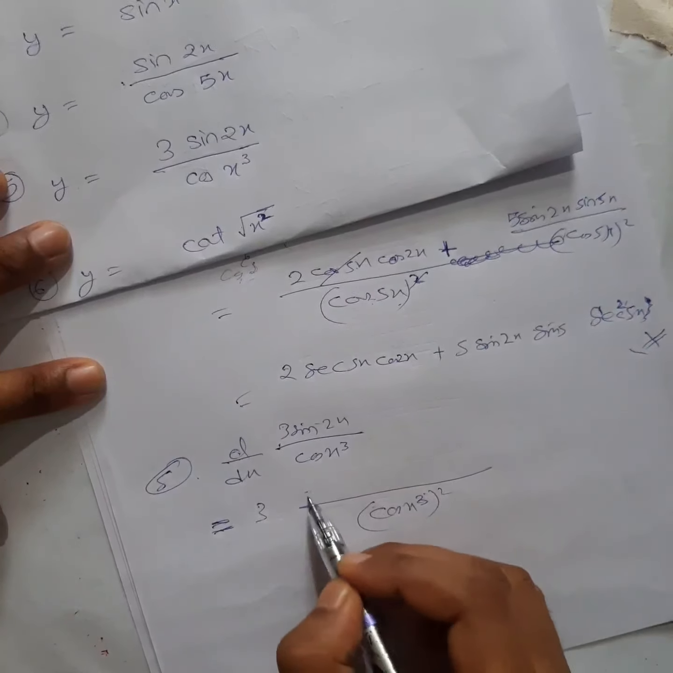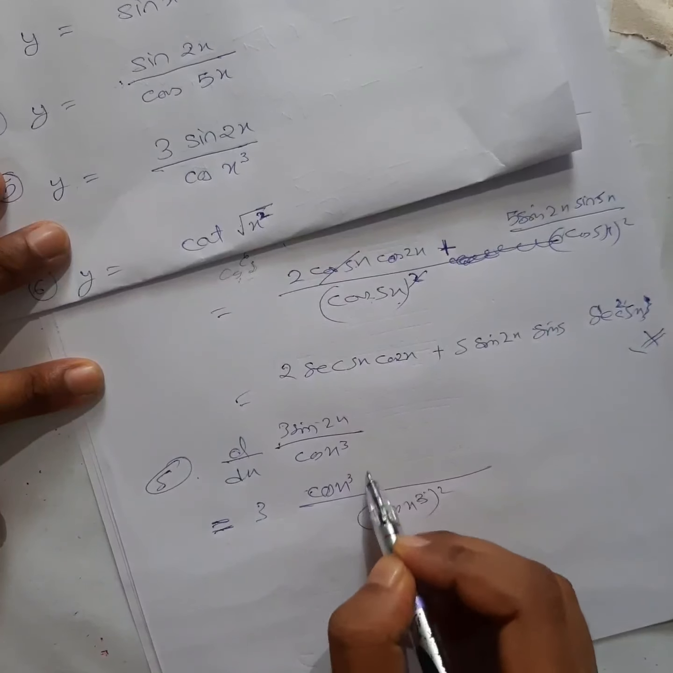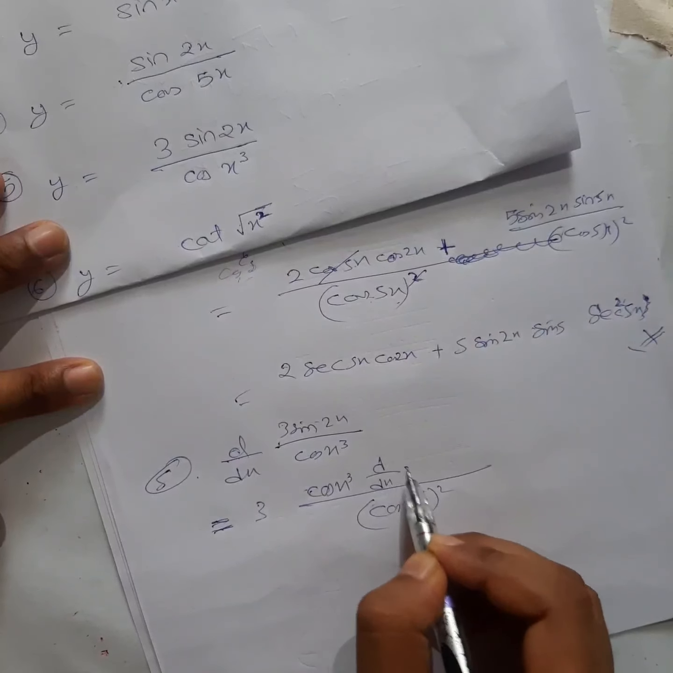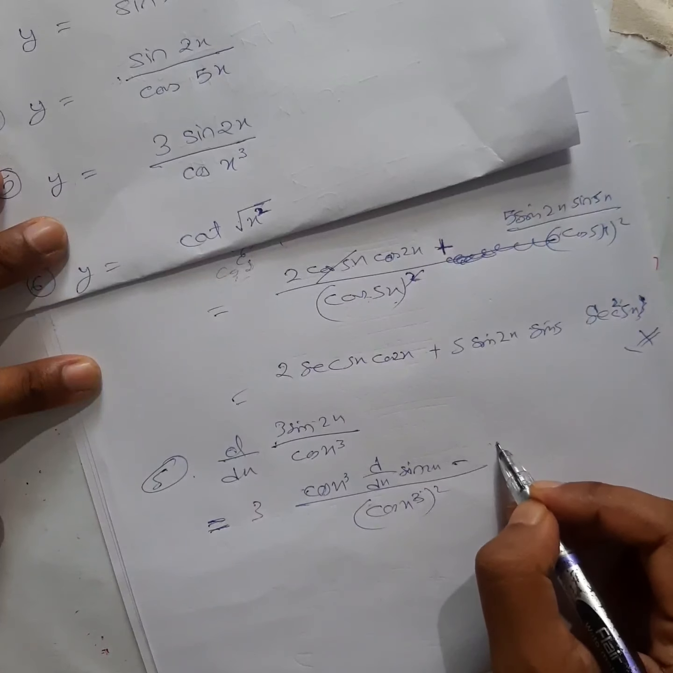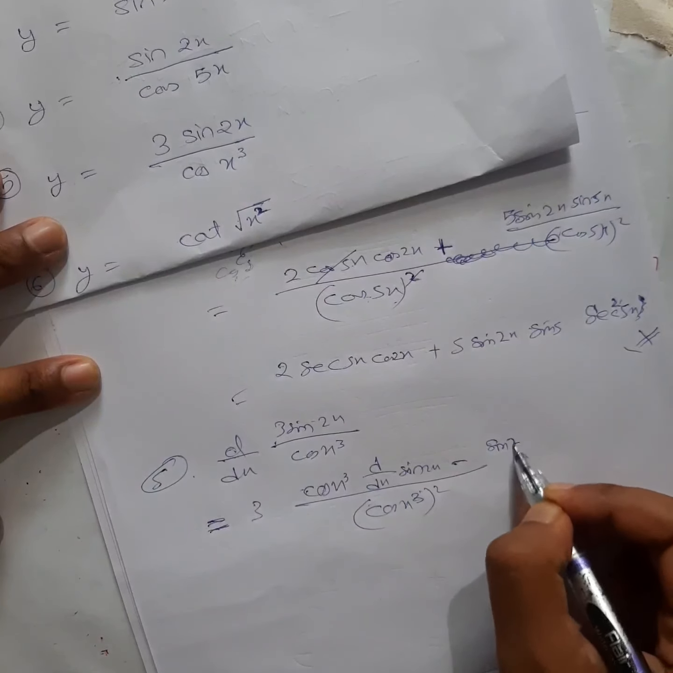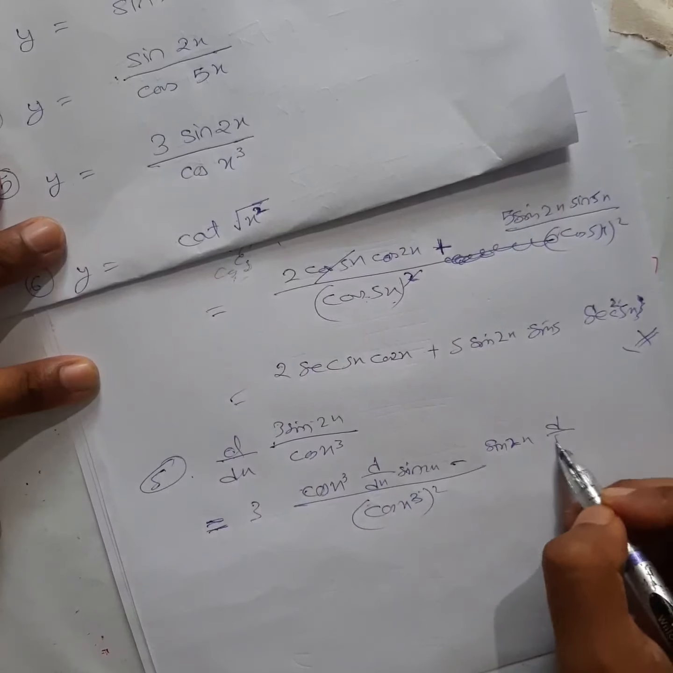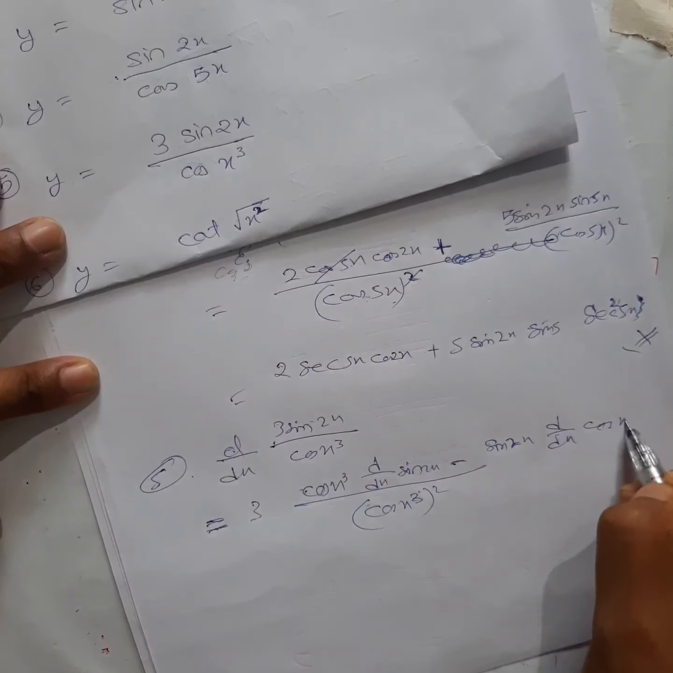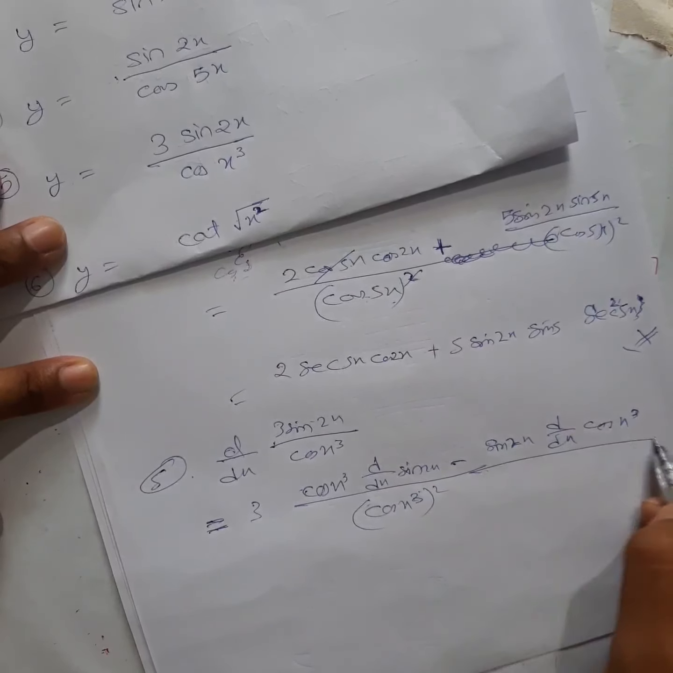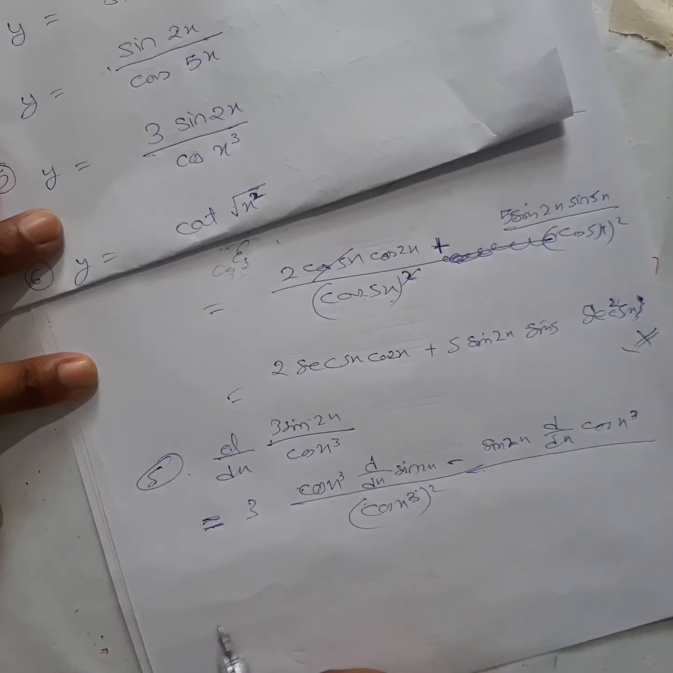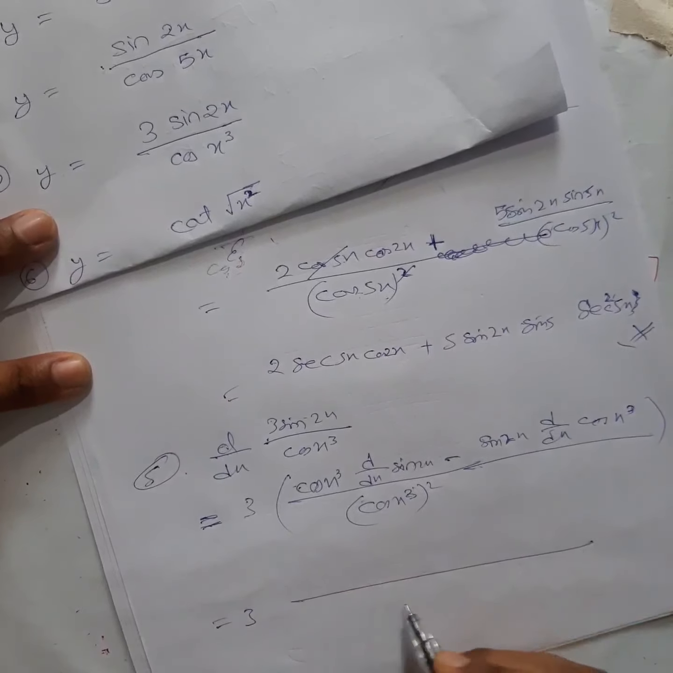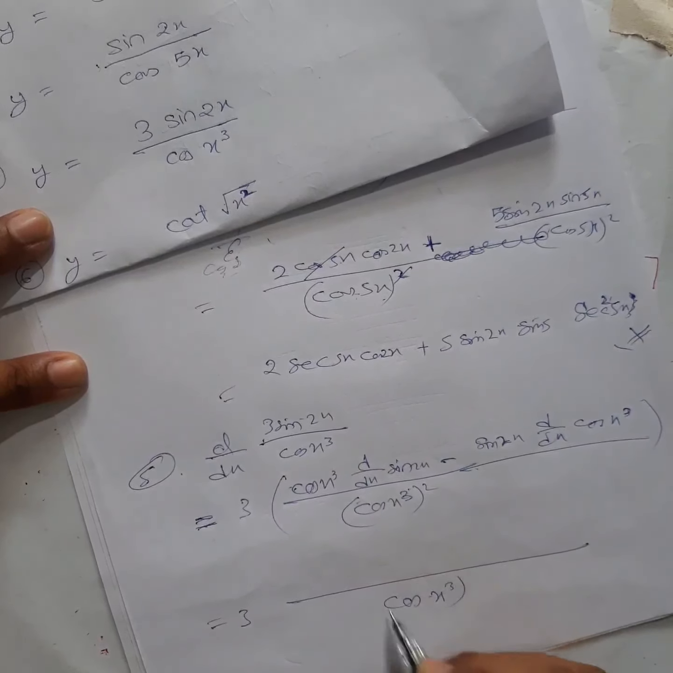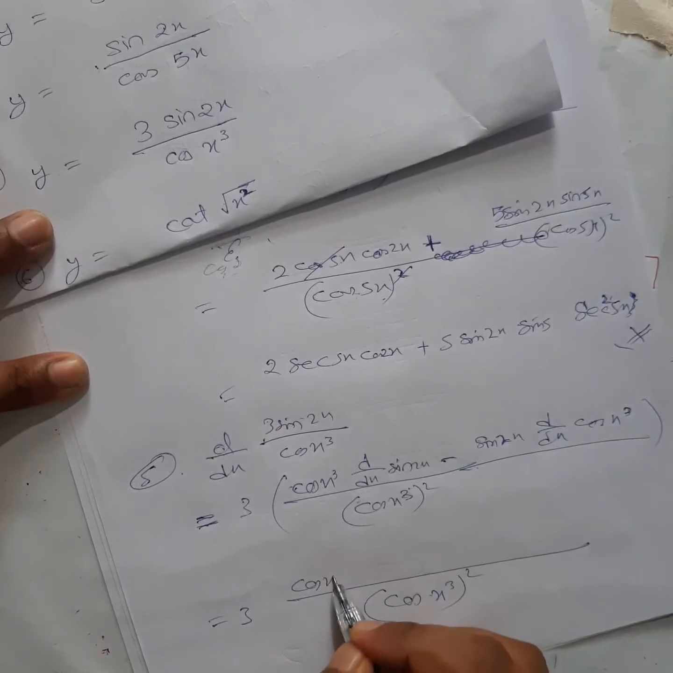v square, v we will leave as it is, we will differentiate sin 2x, minus, now sin 2x we will leave as it is and we will differentiate cos x cube. Now this one we will differentiate in one step only. We are not going to write this again and again. So 3 will be here, cos x cube whole square, cos x cube.